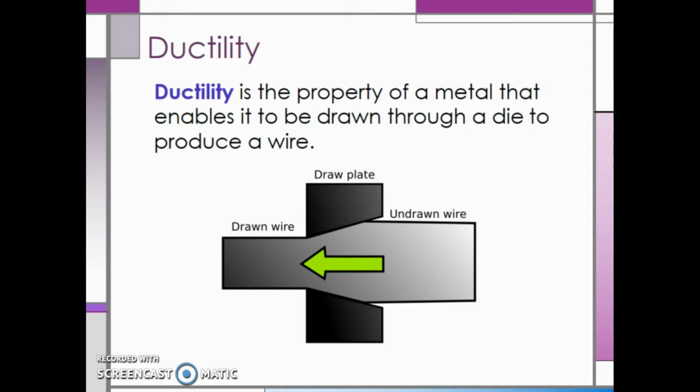In this picture, we see the undrawn wire on the right side with the draw plate or die in the middle. The left side shows the wire that has been drawn through the draw plate. You can see it is thinner than the undrawn wire.